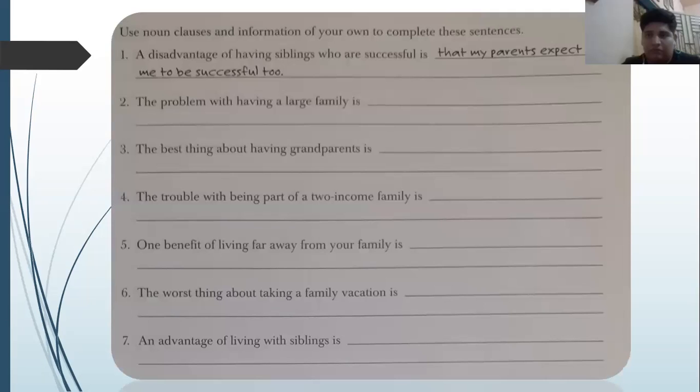All right, the last part, guys. Use noun clauses and information of your own to complete these sentences. So number one, a disadvantage of having siblings who are successful is that my parents expect me to be successful too. All right, Ivan, can you read number two for us, please? Ivan, are you there? All right, Efrain, can you read number two? Okay, Veronica, read number two then, please.